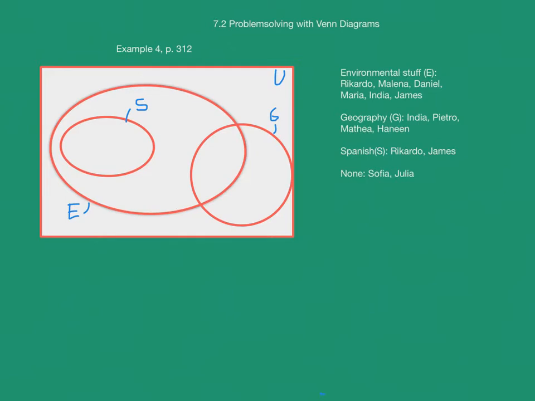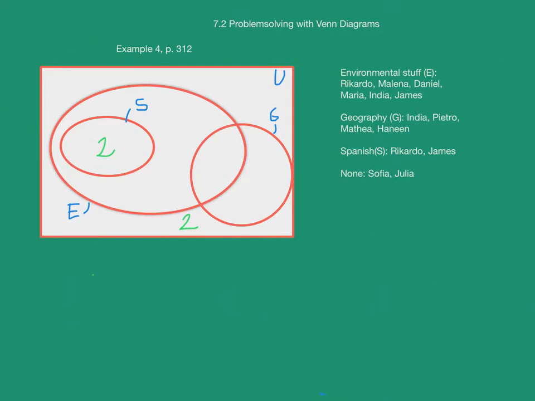So, just get a color. So if we start with Sophia and Julia that study none of these subjects, they are 2 students, so we could write a 2 down here. And Spanish, that's also 2, Ricardo and James, so we could write a 2 within the Spanish circle.